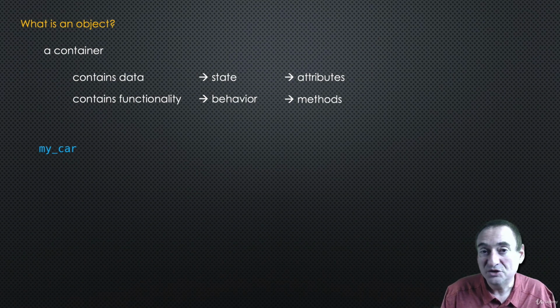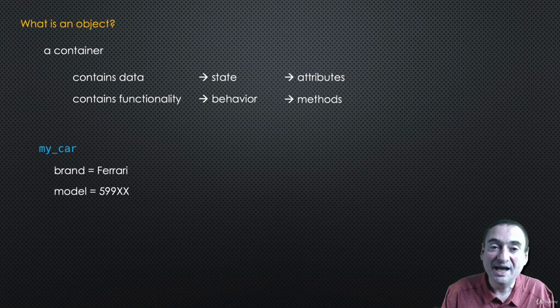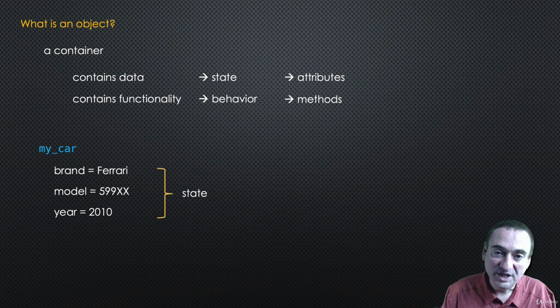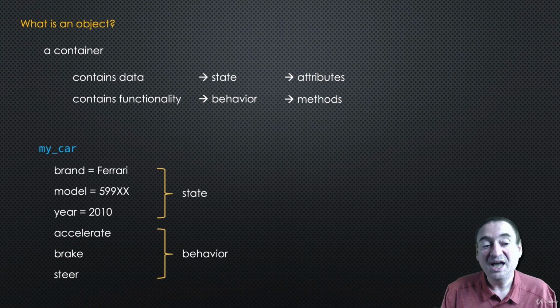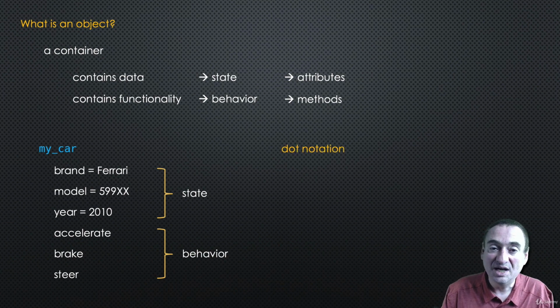So if we have myCar, whatever type that is, it's just some object, and maybe it has a brand, which is Ferrari, and it has a model, and it has a year. Well, all these are state. That's the state of the object. But now we can also have things like accelerate and brake and steer. Well, that's not really state, right? That's more functionality. That's the behavior. We can accelerate and brake and steer our cars. So that's the difference between state and behavior.